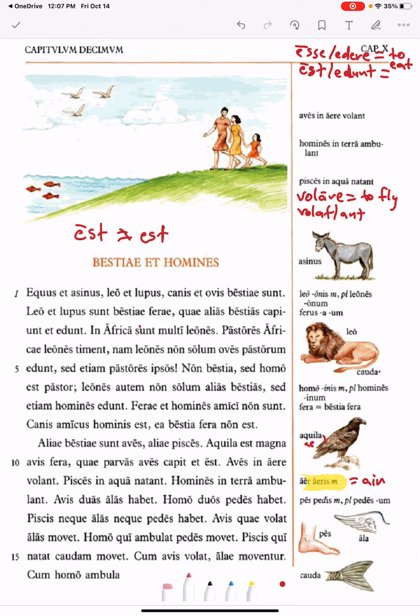Pisces, next sentence, in aqua natant, right? The fish in the water do what? Well, if you guessed that they swim, then you're correct. Natare significat to swim.